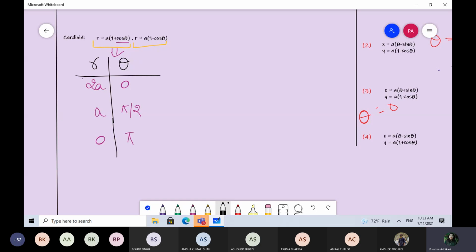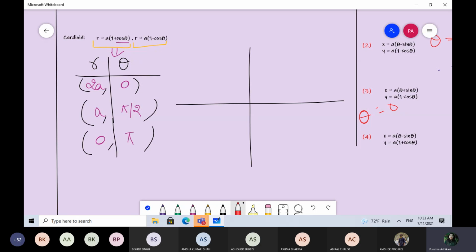So we have got 3 values, 3 points we can say. We have got 3 polar points. We are going to plot them. Okay, so your first polar point is 2a comma 0. So let us assume it depends on the value of a. Let us assume that this is your 2a distance. Okay, from origin this is 2a units. So this point will be your 2a comma 0. Now next, at pi by 2 you have got a.